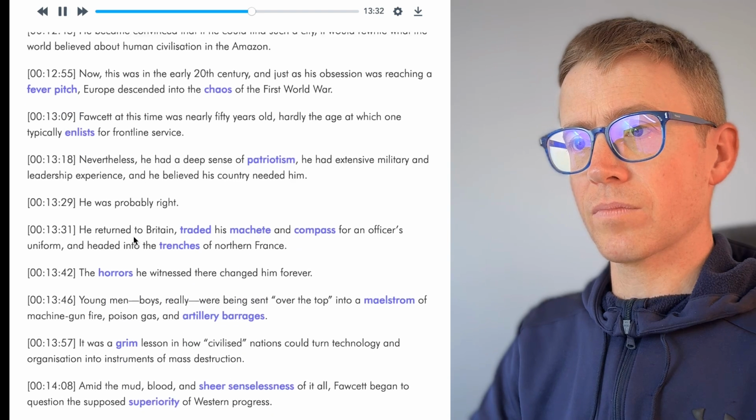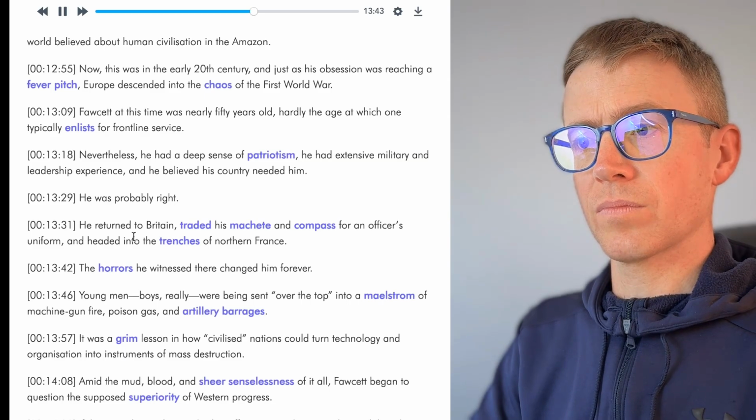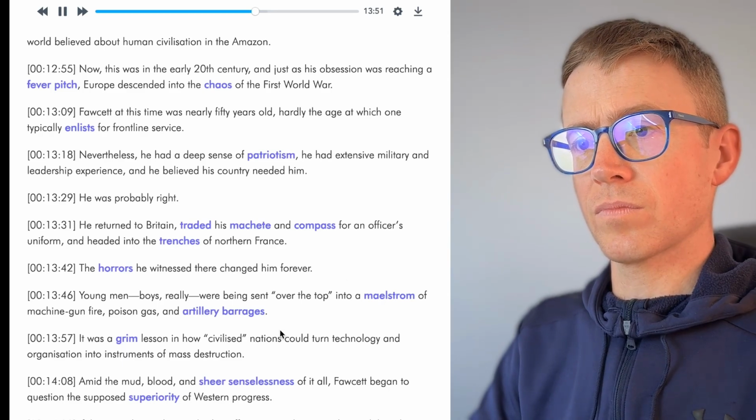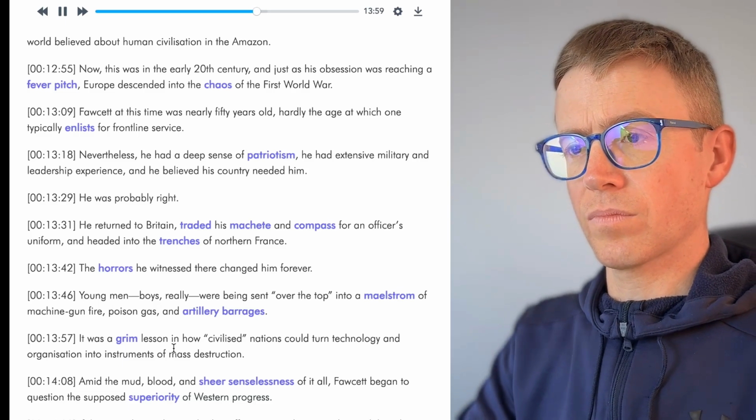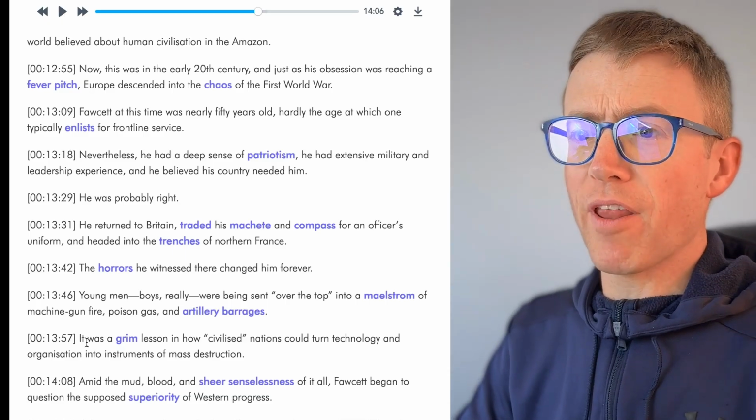He returned to Britain, traded his machete and compass for an officer's uniform, and headed into the trenches of northern France. The horrors he witnessed there changed him forever. Young men, boys really, were being sent over the top into a maelstrom of machine gun fire, poison gas, and artillery barrages. It was a grim lesson in how civilized nations could turn technology and organization into instruments of mass destruction.